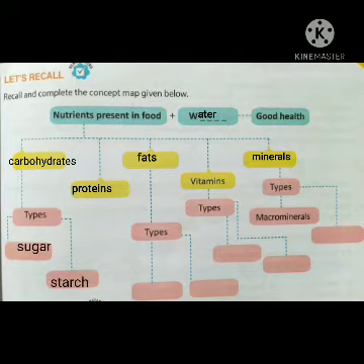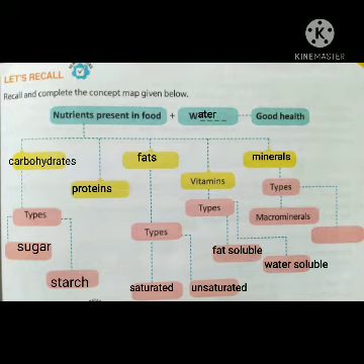Carbohydrates are of two types: sugar and starch. Fats are of two types: saturated fats and unsaturated fats. And vitamins are of two types: fat soluble vitamins and water soluble vitamins. Minerals are of two types: macrominerals and microminerals.